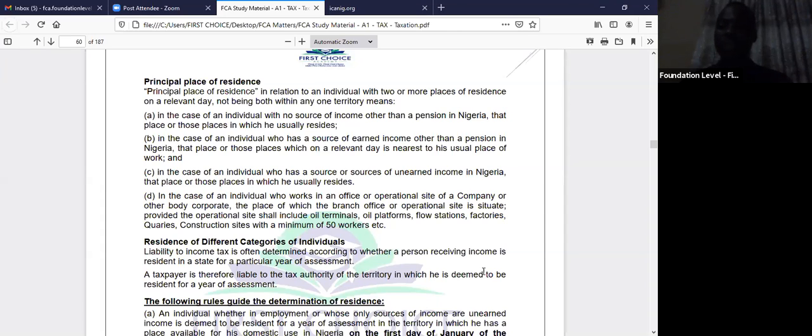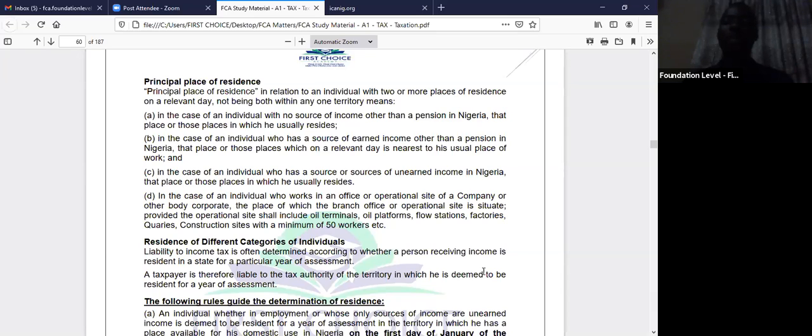Ladies and gentlemen, your principal place of residence is Mowe, because that is where you usually reside when you go to work. That is where is closest to your place of work. That is where your income is being generated and paid to you.